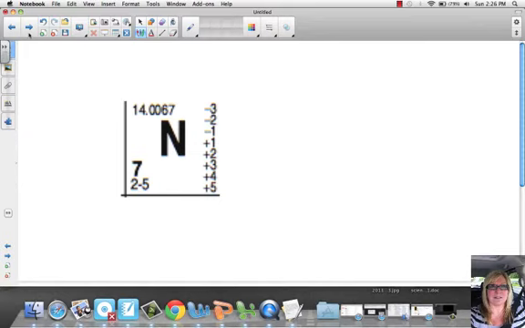Let's see what we can determine when we look at the box of an element symbol.